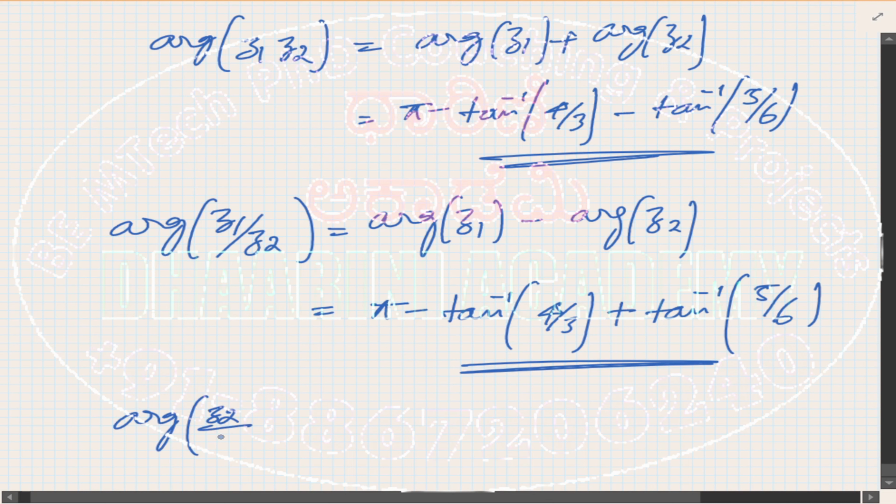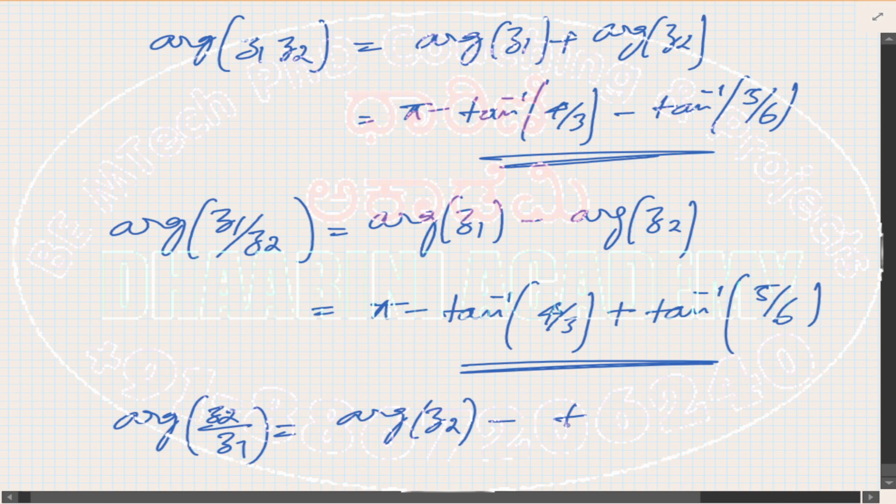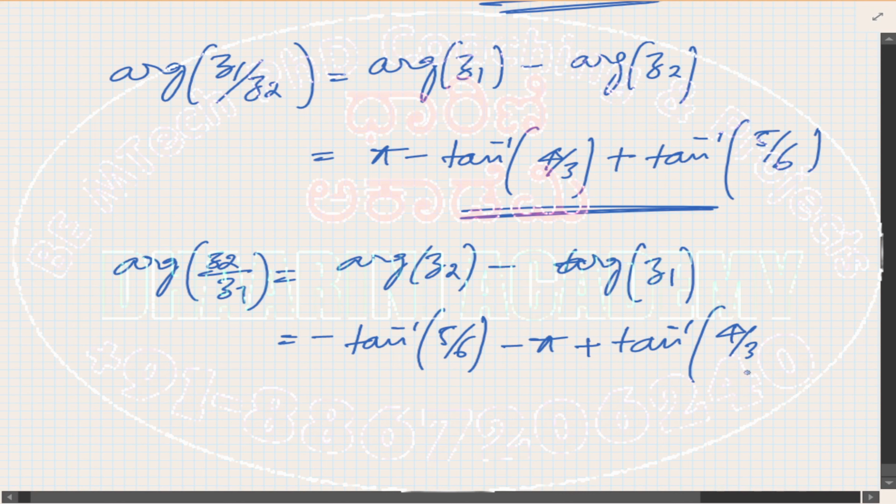Then arg Z2 by Z1. This is equal to, now arg Z2 comes first, minus arg Z1. So arg Z2 is a negative quantity, so this is minus tan inverse of 5 by 6 minus pi plus tan inverse of 4 by 3 is the required answer.